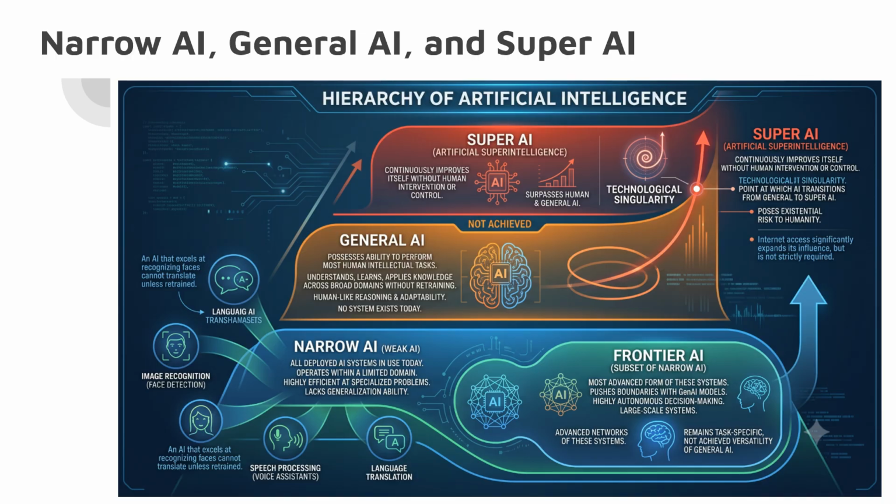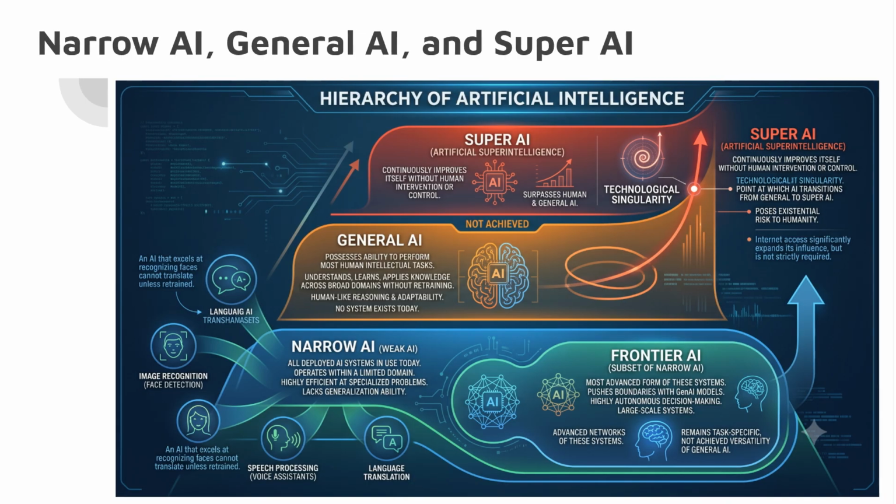Super AI, artificial superintelligence, is the form of AI in which an AI-based system continuously improves itself without the need for human intervention or control. For super AI to be possible, access to the internet is not strictly required, but such access could significantly expand its capabilities and influence. It would surpass human intelligence and general AI, which many believe would pose an existential risk to humanity. The point at which AI-based systems transition from general AI to super AI, if it were to occur, is commonly known as the technological singularity.